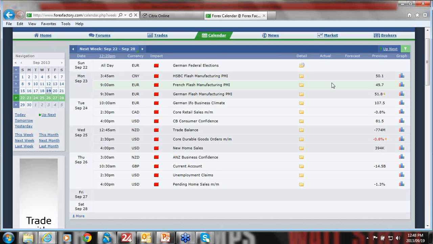Tuesday, 10 a.m., we have a German business climate report. As you know, Germany, again, is the biggest economy in the Eurozone, very powerful. Whatever affects Germany will affect the euro. So expect a lot of movement with the euro on Monday and Tuesday morning, respectively.